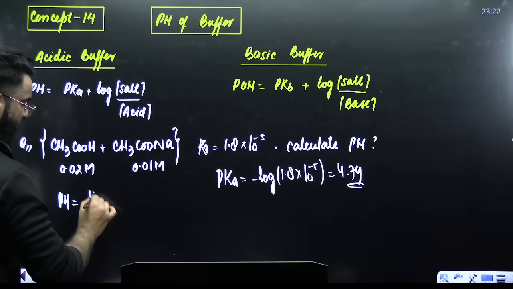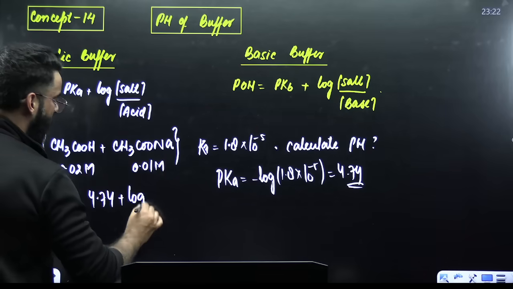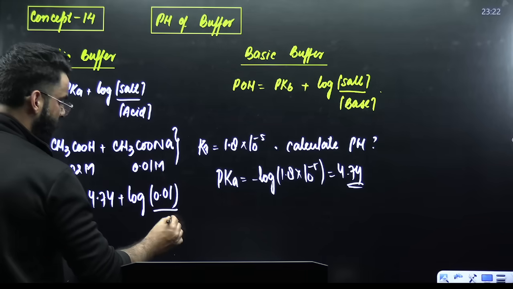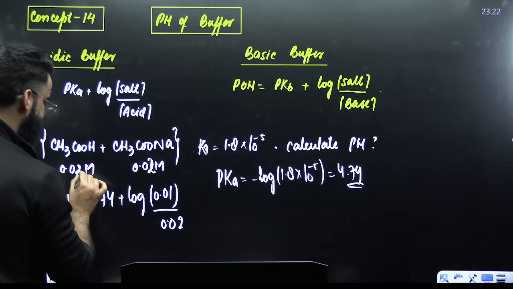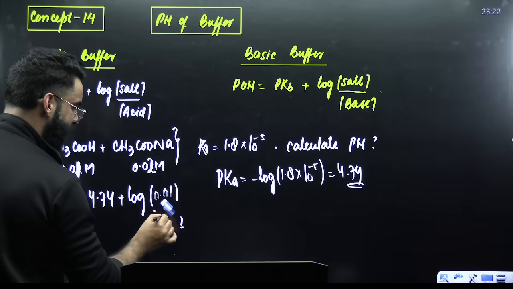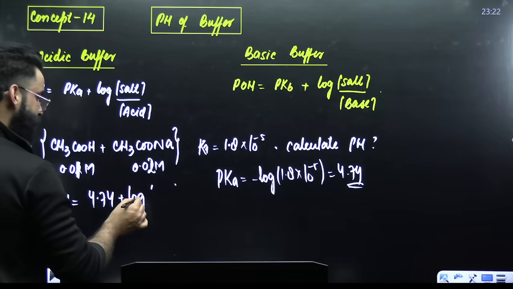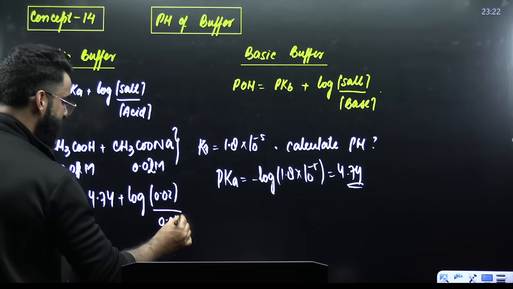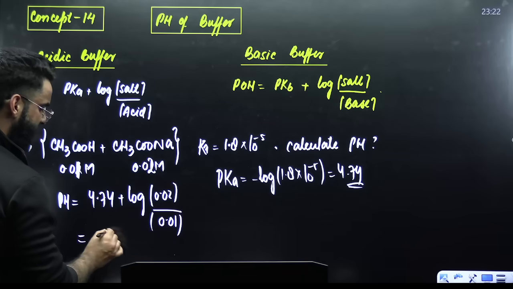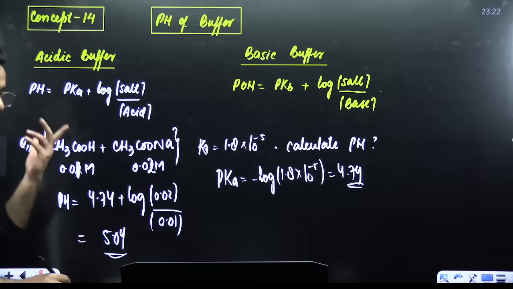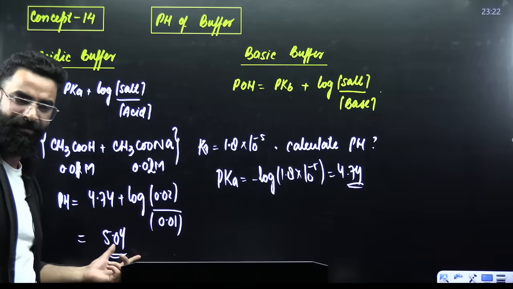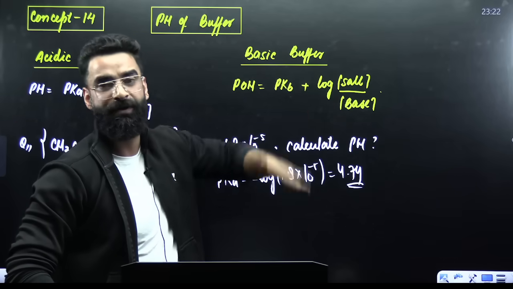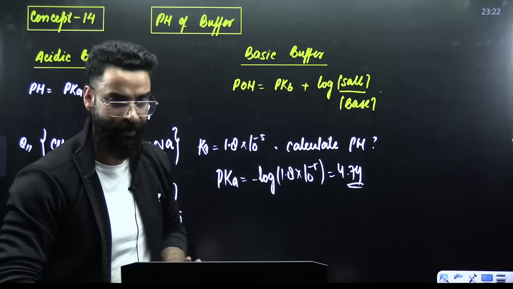So I would say it is 4.74 plus log of the concentration of salt, 0.01, and the concentration of acid, 0.02. Or you can just interchange the values, keep this 0.02, keep this 0.01, right? So the calculation will be a bit easy. So this will be log of concentration of salt, which is 0.02, divided by concentration of acid, that is 0.01. So this will be log 2. Log 2 is 0.3. The value comes out to be 5.04, right? So like this, you can directly solve the question based on pH of an acidic buffer. If they give you the basic buffer, then use this formula and calculate pOH. And once you calculate pOH, you can calculate pH as well, which is 14 minus pOH, right?